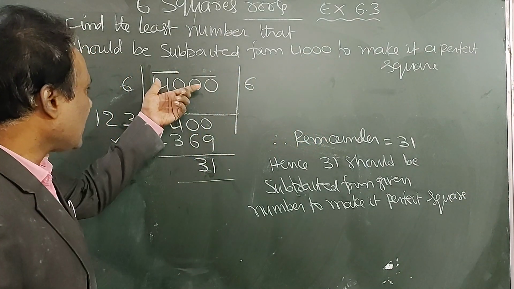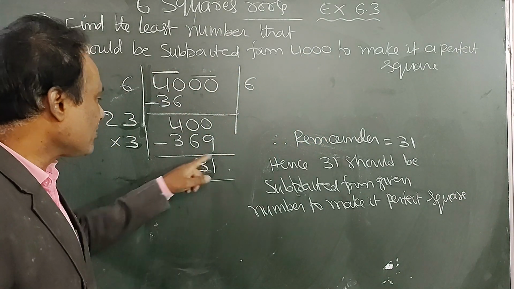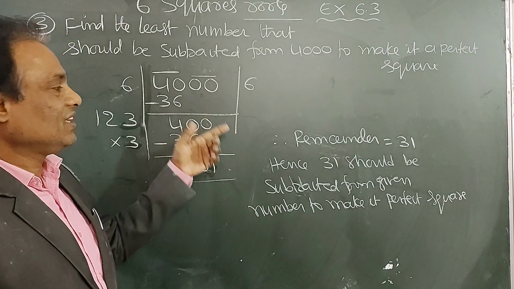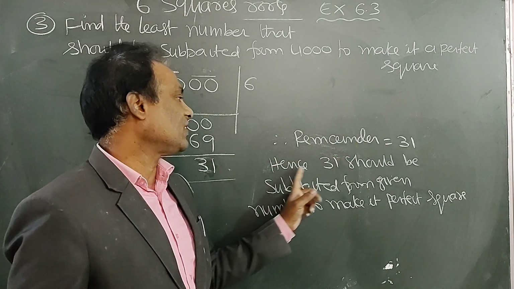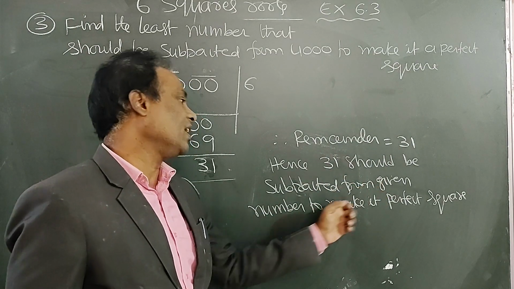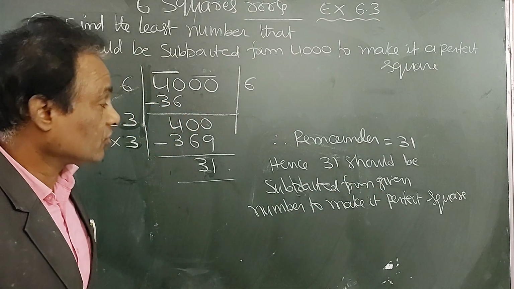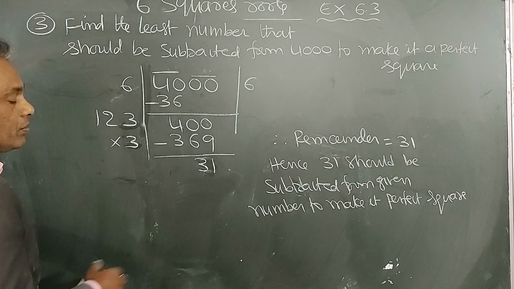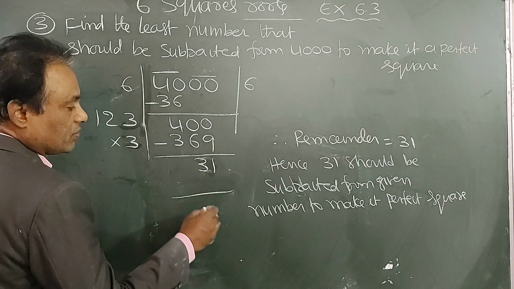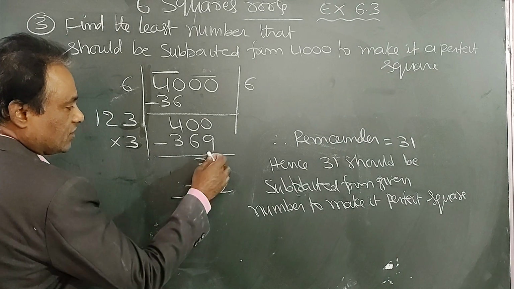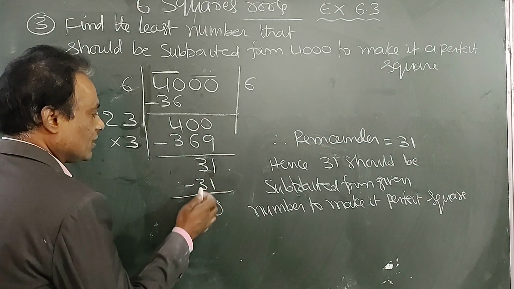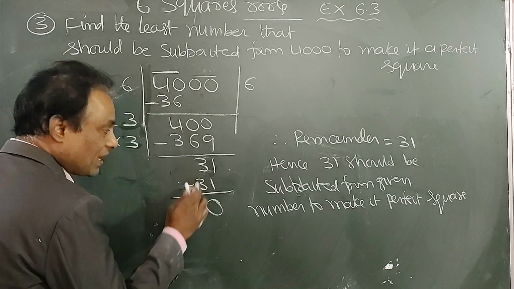If 31 is less, then remainder would have become 0, no? So if it is 0, it is a perfect square. So remainder is 31, hence 31 should be subtracted from the given number to make it a perfect square. So remainder should be 0 actually. Remainder 0 means what should be subtracted from this 31? 31 is subtracted. 31 minus 31 is 0. So like this, to make the remainder 0, we have to subtract 31.